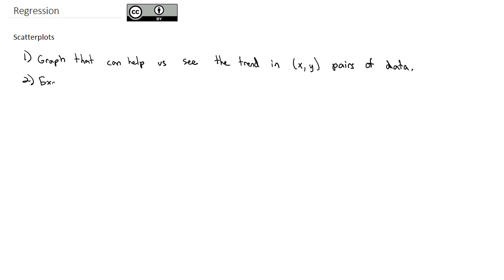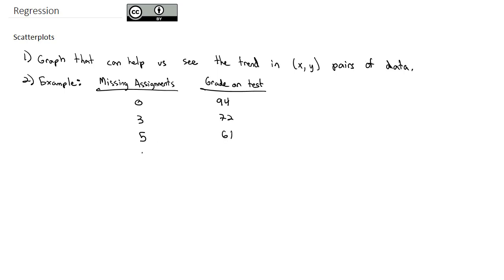So, for example, we've already been looking at this example where we had a whole bunch of missing assignments. And we compared the number of missing assignments with the grade on test. And we found out that a person with 0 missing assignments earned a 94. A person with 3 missing assignments earned a 72. A person with 5 missing assignments earned a 61. A person with 2 missing assignments earned an 88. A person with 2 missing assignments earned a 71. And a person with 5 missing assignments earned an 80.